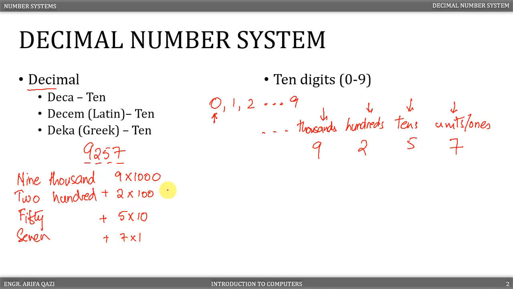We just multiply the number with its respective weight. This becomes 9 thousands, 2 hundreds, 5 tens, because 5 tens are 50, and 7 ones. And you can make any possible number in the same way. So if I want to make a number like 300,357, I will multiply the appropriate digits with the appropriate weights.